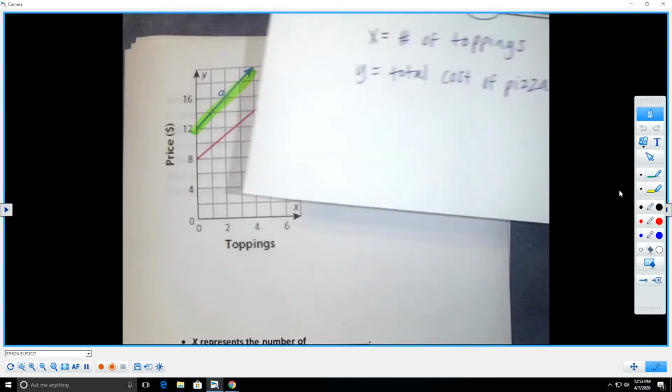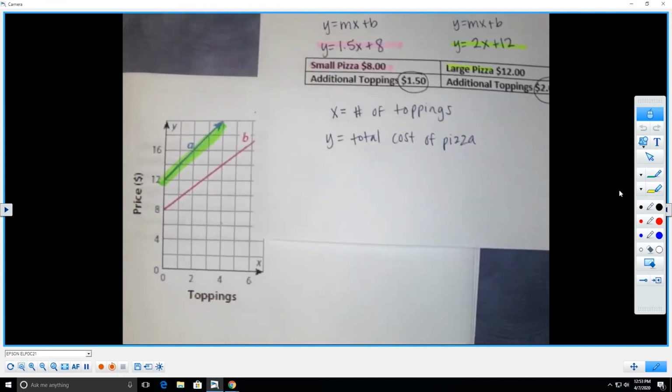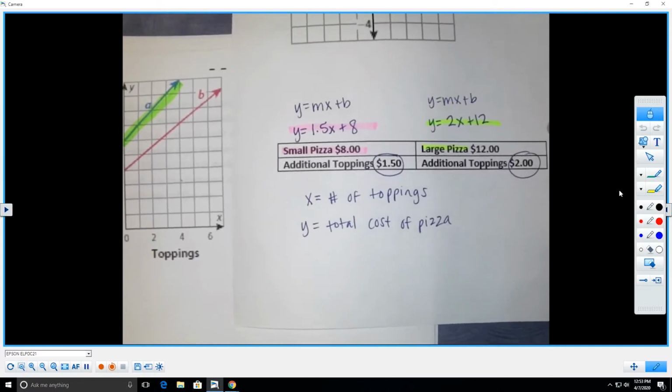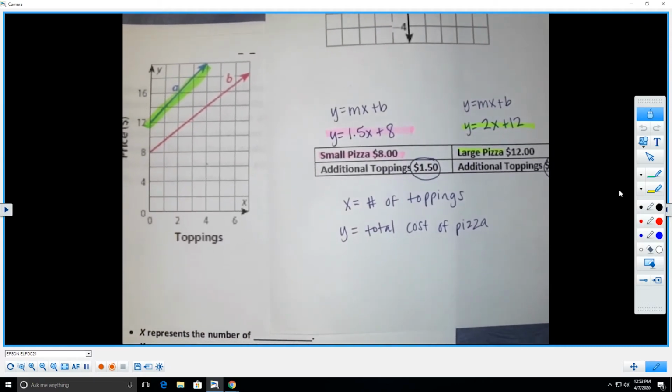Which equation and graph represent the price of each size of pizza, and how do you know? So let's go back to our equations here. So I'll ask my question again. Which equation and graph represent the price of each size of pizza, and how do you know? The graphs and equations are linear models because they model or represent linear functions. If a linear function has a constant rate of change, what do the rates of change represent in this situation?